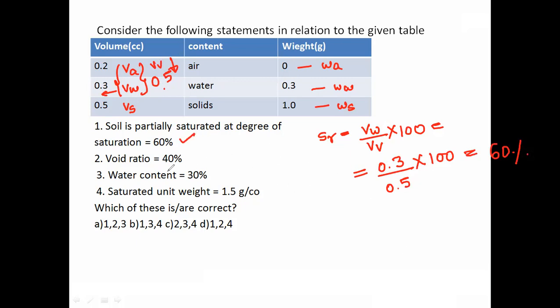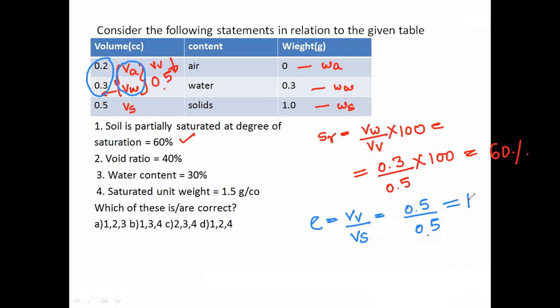Now I have to check another one, that is the void ratio. What is the void ratio? Volume of voids divided by volume of solids. Volume of voids is volume of the air plus volume of the water, which is 0.2 plus 0.3, equal to 0.5, divided by VS. What is VS here? Again, it is given 0.5. Therefore, the ratio becomes 1.